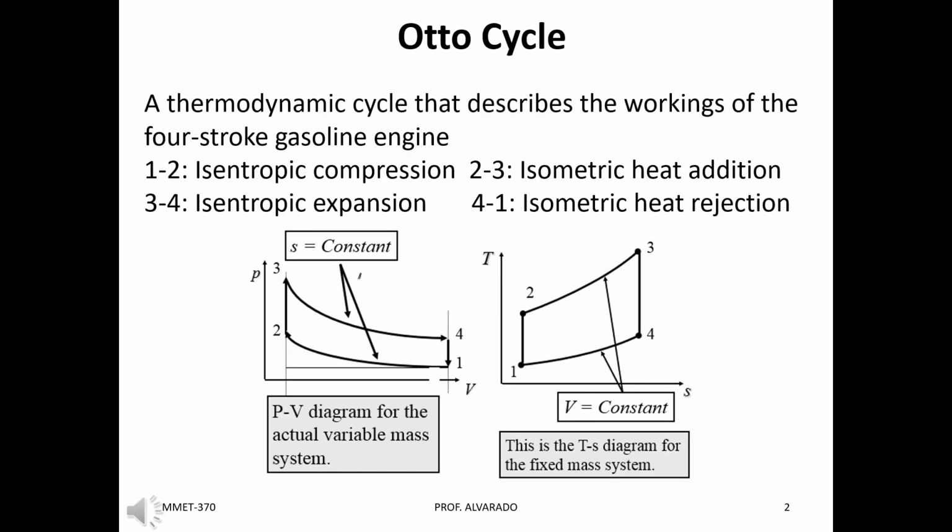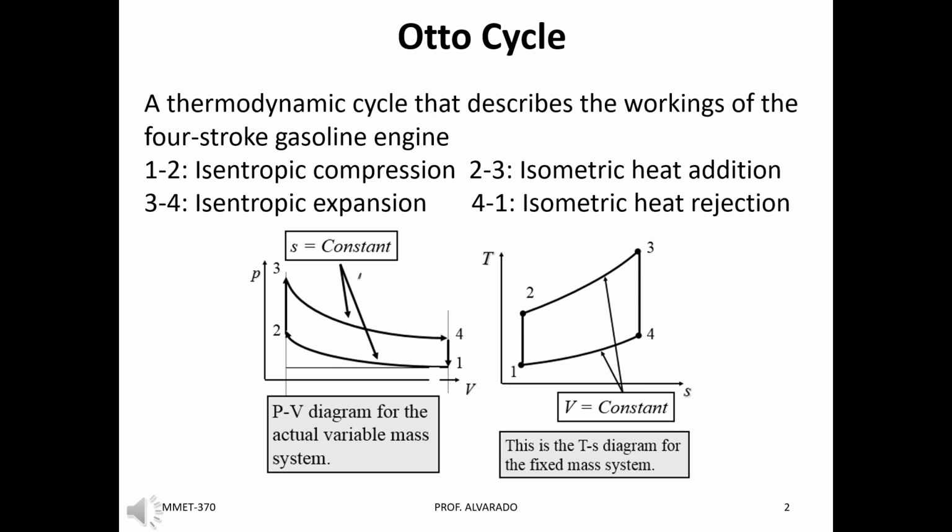The Otto cycle is a thermodynamic cycle that describes the working of a four-stroke gasoline engine, which consists of four different processes. As we can see on the screen, we have two different diagrams. On the left, we have the pressure versus volume diagram, that's the PV diagram, and on the right, we have the temperature versus entropy diagram, that is the TS diagram. So let's see what the four different processes are.